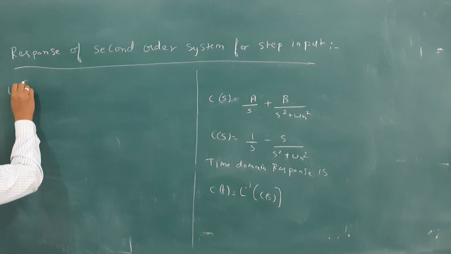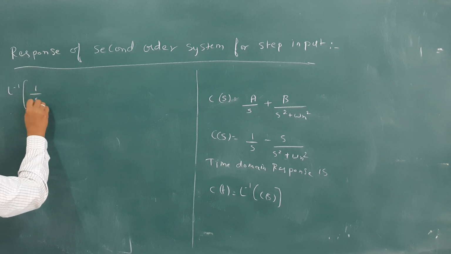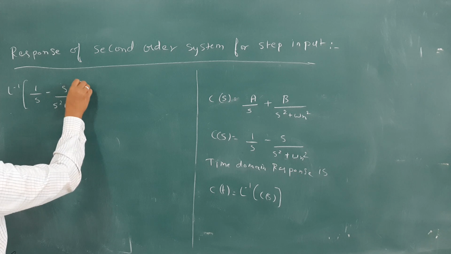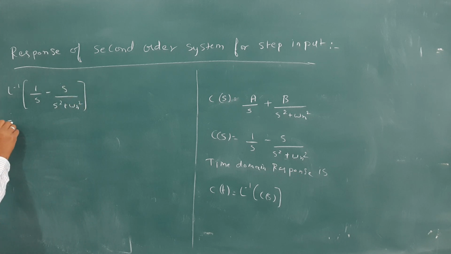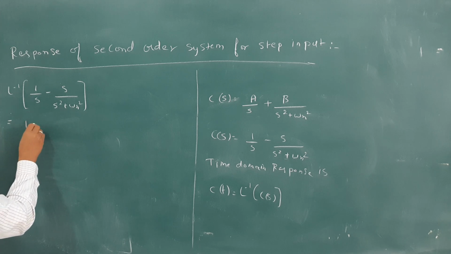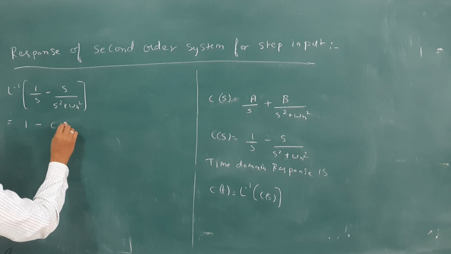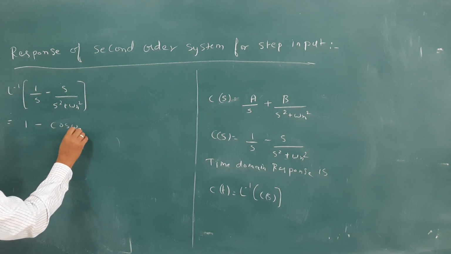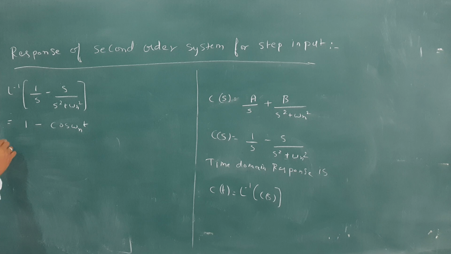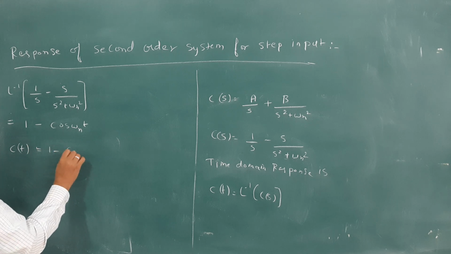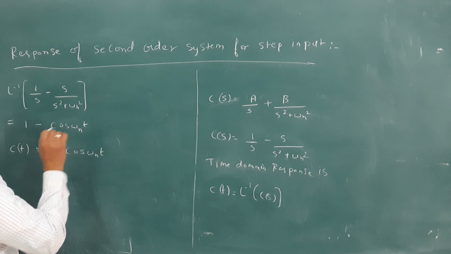L inverse of 1 by s minus s by (s square plus omega n square) is equal to, what we get here: L inverse of 1 by s is 1, and for s by (s square plus omega n square) it is cos omega n t. So it is 1 minus cos omega n t. C of t is equal to 1 minus cos omega n t.